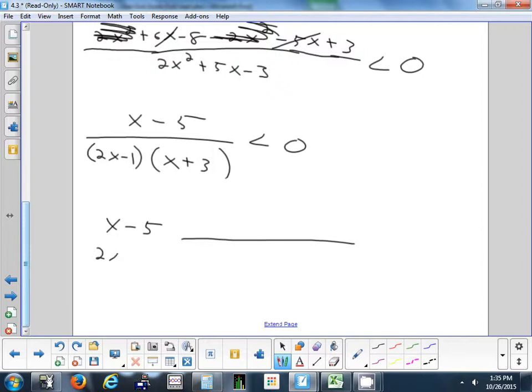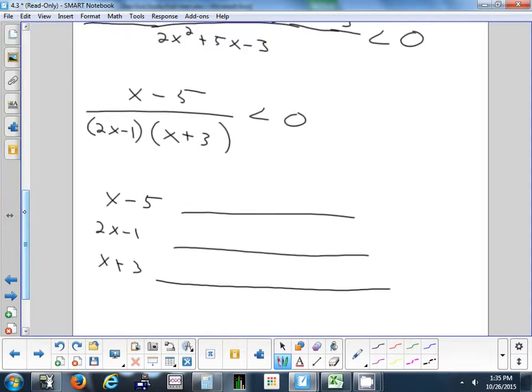x minus 5. 2x minus 1. x plus 3. Okay. What value would make this first factor 0? 5. What if I plug in numbers smaller than 5? Would I get negatives or positives in this factor? Negatives. Okay. What would make my second factor 0?